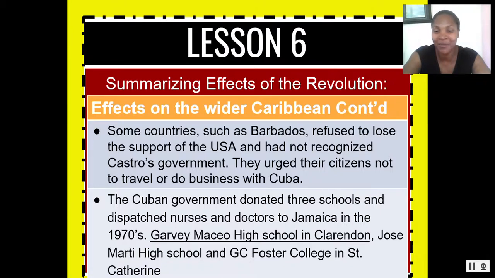Now, let me tell you something as I see this. You see the Garvey Massey High School in Clarendon underlined? Well, that's my high school. That's my alma mater. That's where I went to high school. And our nickname is Cubans. So if you see our school bus in Mayfair or wherever you're going to see, say Cubans. That's our nickname. We call ourselves Cubans.